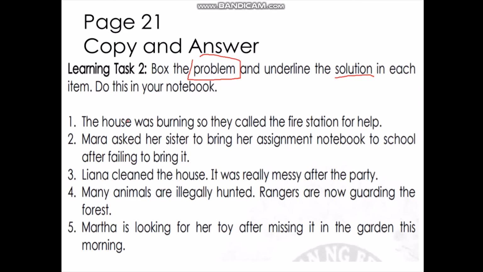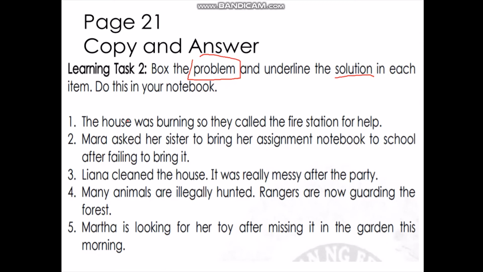Number 5, Martha is looking for her toy after missing it in the garden this morning. So again, box the problem and underline the solution. So if you're not yet done, click the pause button. If you're done, click the play button.